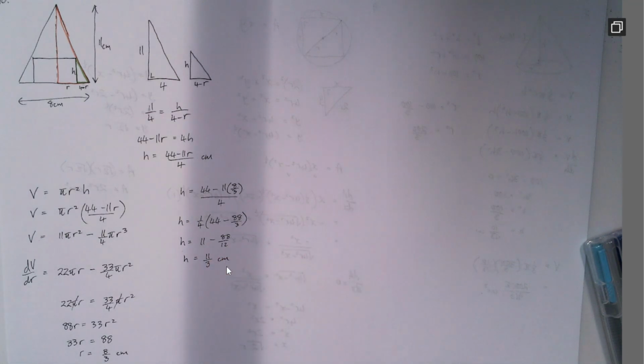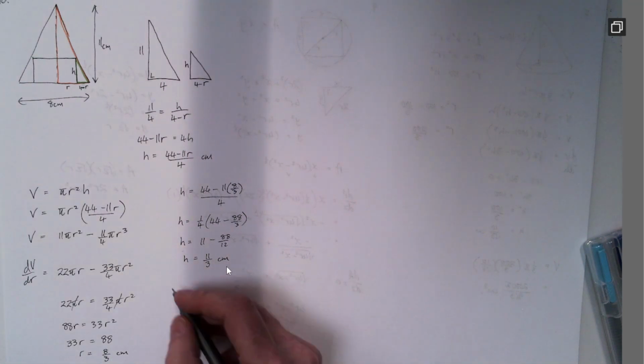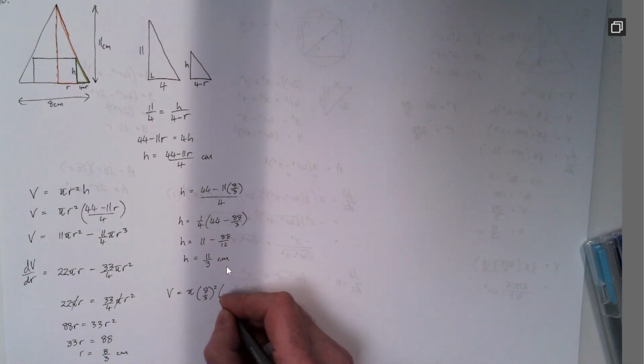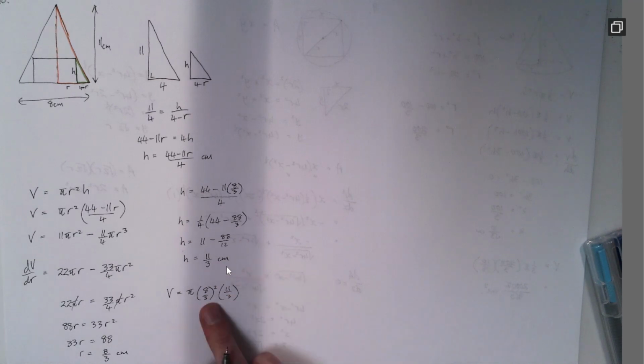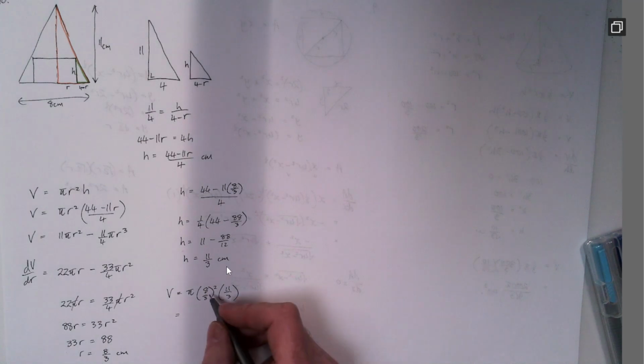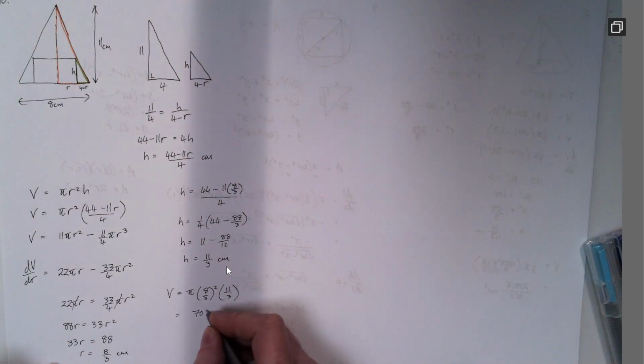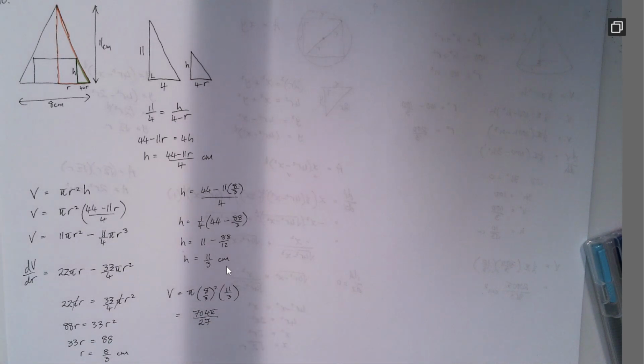Now we find the maximum volume of the cylinder. So V equals pi R squared H, with R equal to 3 squared and H equal to 3. Therefore the maximum volume is 27 pi centimeters cubed.